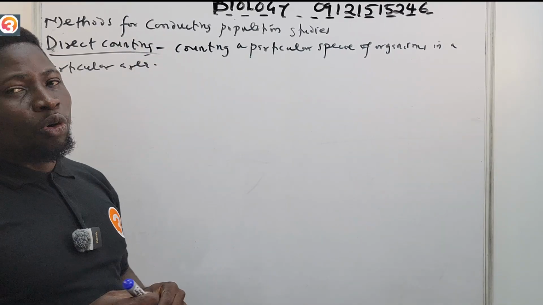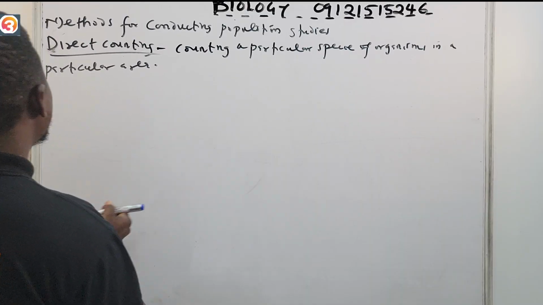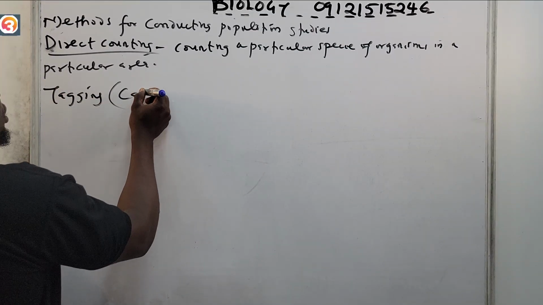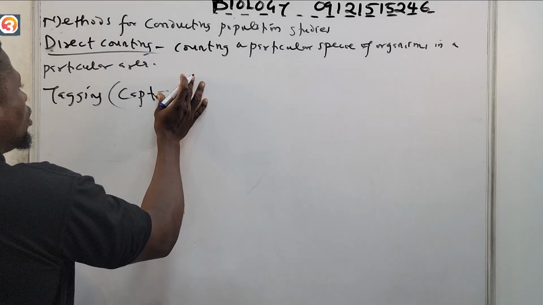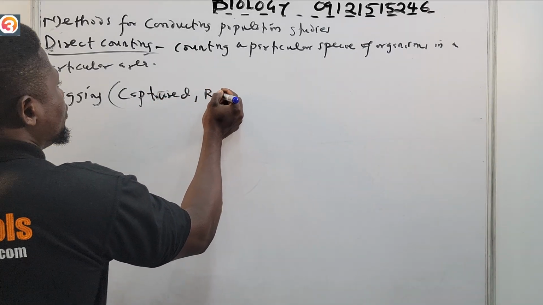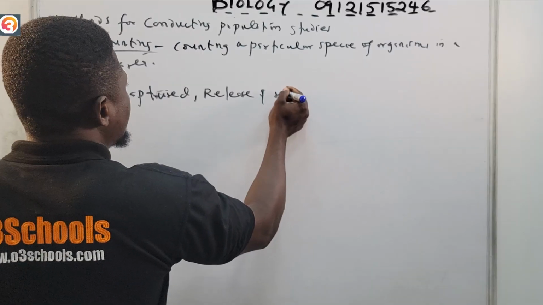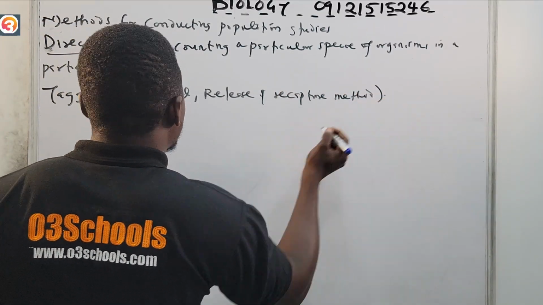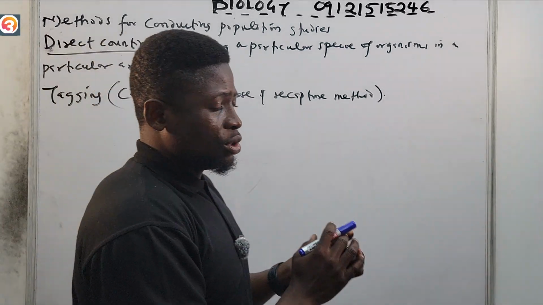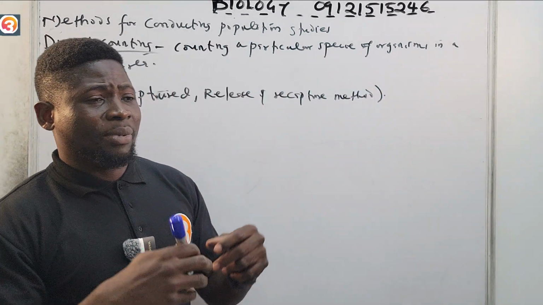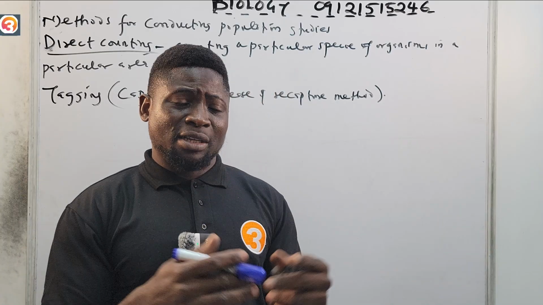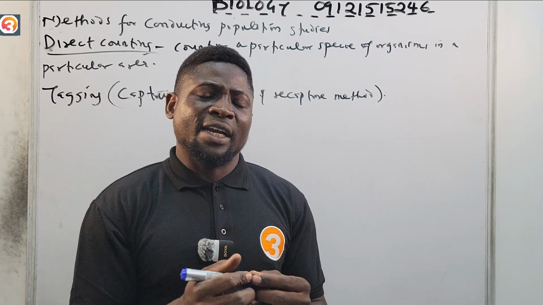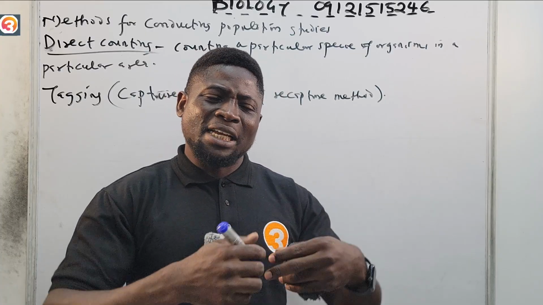Another method for conducting population study is tagging, which is called the capture, release, and recapture method. I will explain this one to you in simple terms. In this method, you go to a particular field, you capture a species of organism, and then you mark them, then you release them.